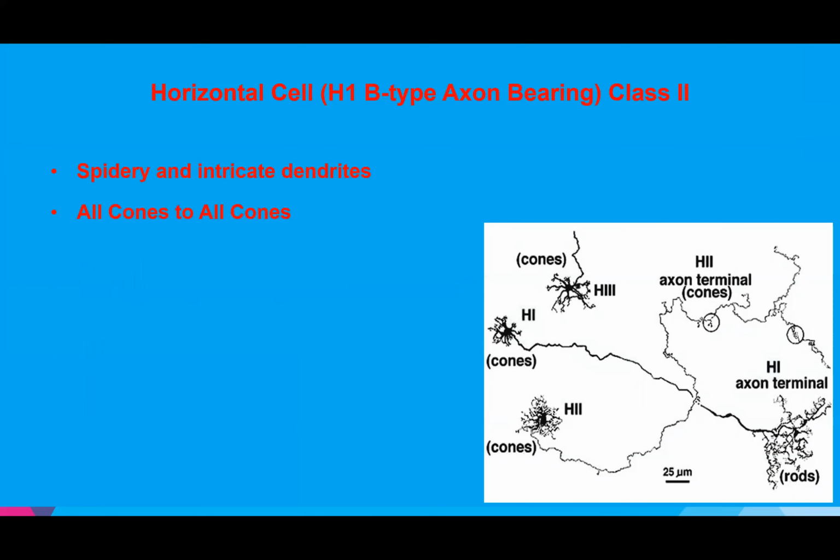Then you have this class 2, which is a different kind of structure, but it's all cones to all cones. So there are these specialists. And you just have to know that that exists. I mean, you don't even have to memorize this stuff, but I'm just saying it's more complicated than just a horizontal cell touching all the photoreceptors. This one specializes in cones to cones, right? So you see cones to cones.